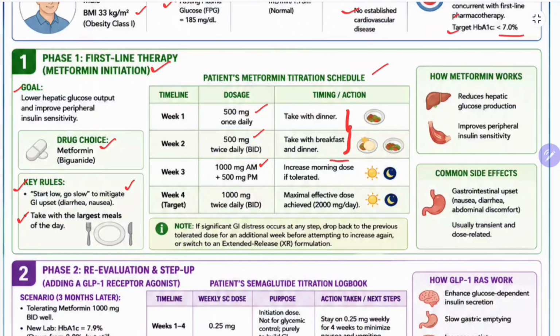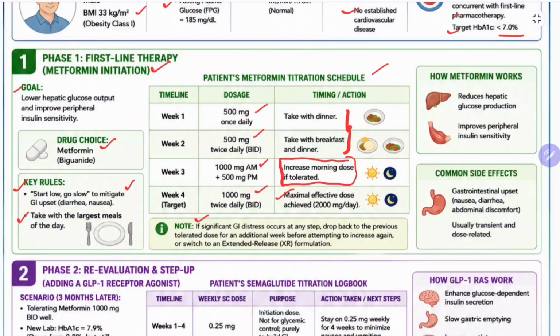So with the increase in the third week, the dose should be increased if the patient is still tolerating. At the 1000 dose, if the patient is tolerating, then you can increase still, but if the patient is not tolerating, then stop at this dose only. So you should increase the dose of metformin to a maximum of 2 gram per day, or to the point at which the patient can tolerate. In this patient, the third week is 1000 morning and 500 evening. Week 4 it is 1000 twice daily. This is the maximal effective dose achieved in this patient.